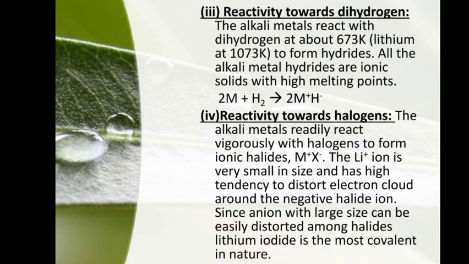Then reactivity towards halogens. That we know very well, very important compounds are formed from the reaction between alkali metals and halogens. The alkali metals readily react vigorously with the halogens to form ionic halides. For example, NaCl. Sodium is an alkali metal which reacts with the halogen chlorine to form NaCl. But lithium is very small in size and has a high tendency to distort the electron cloud. Hence, it forms not ionic compounds, but mostly covalent in nature.